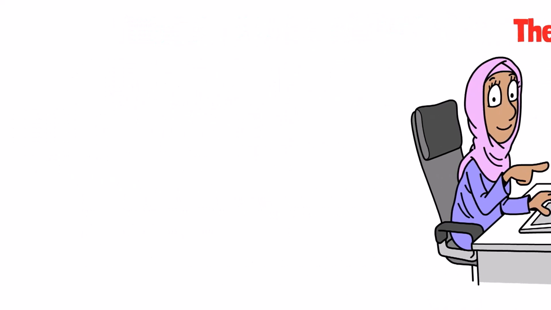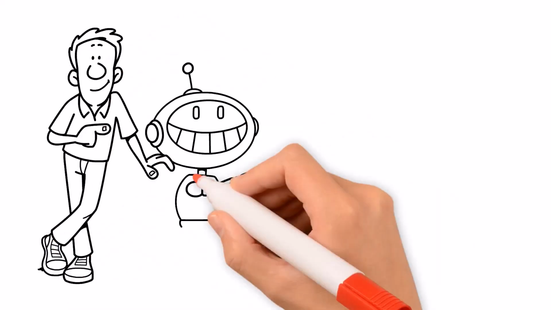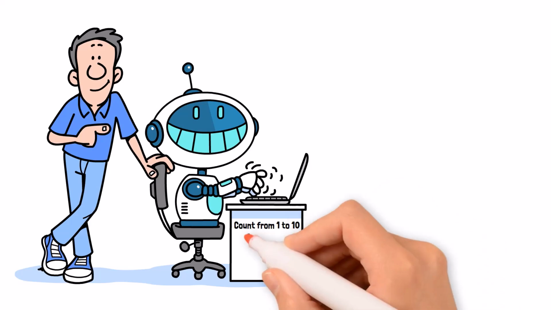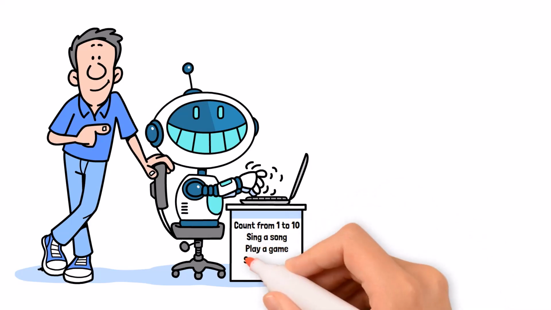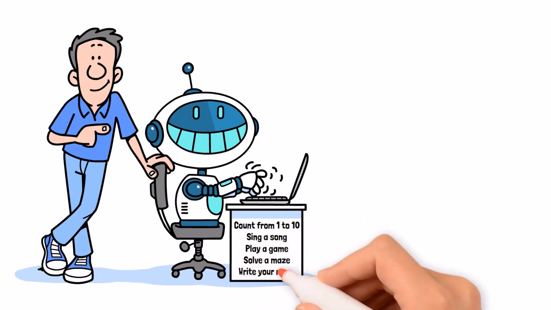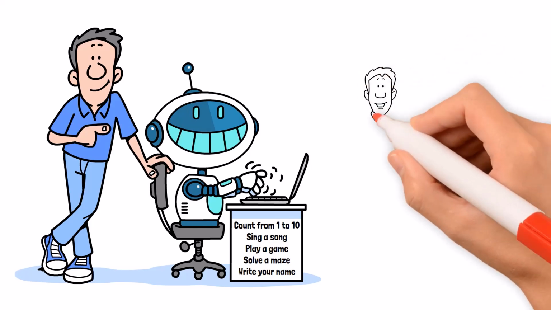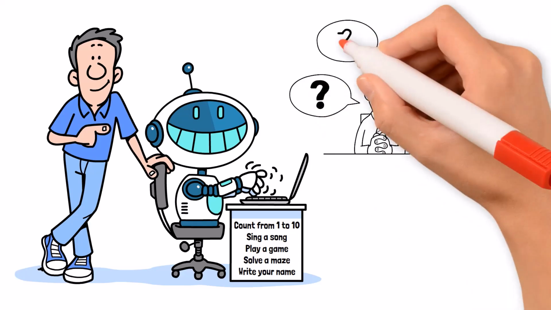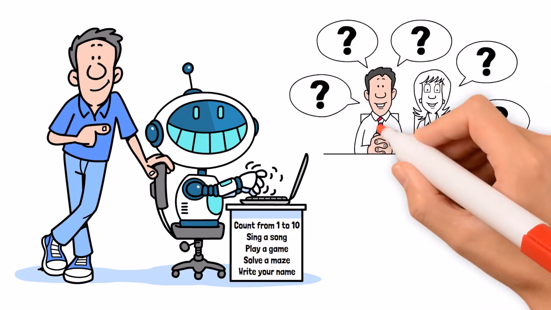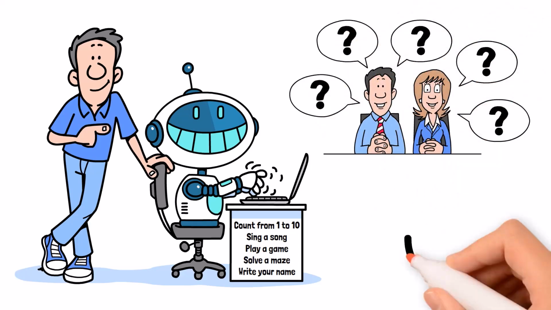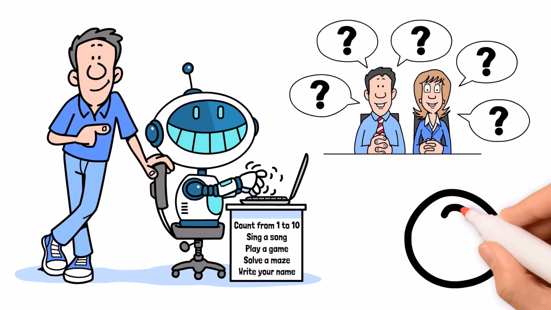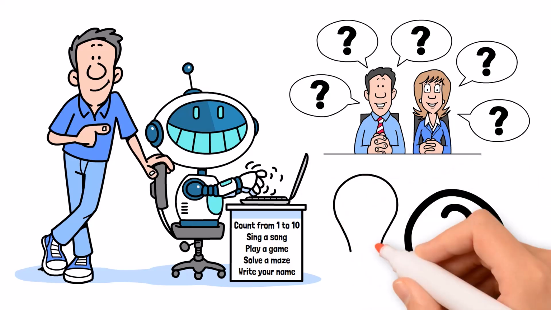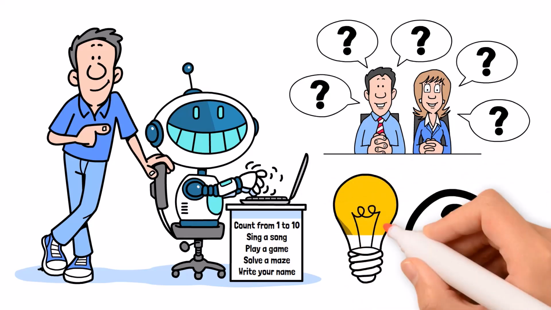Let's use a fun example. Imagine you're building a robot friend. You want to teach it how to count from 1 to 10, sing a song, play a game, solve a maze, write your name. Now ask yourself, can the robot learn all these tasks? Can it solve any puzzle you give it? That's exactly what theory of computation helps us figure out. Which problems the robot or computer can solve, which problems it can't solve no matter how powerful it is, and what's the best, fastest way to solve those problems.